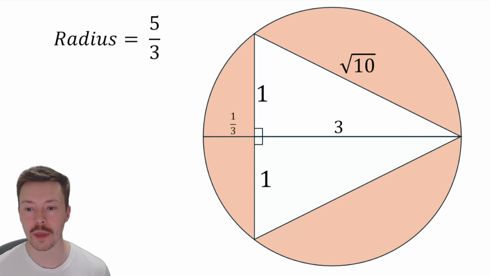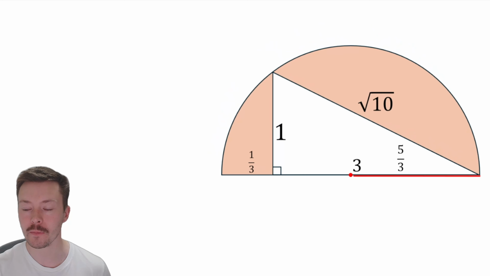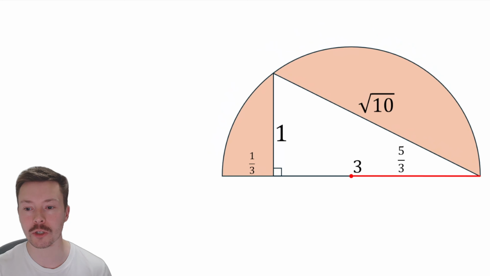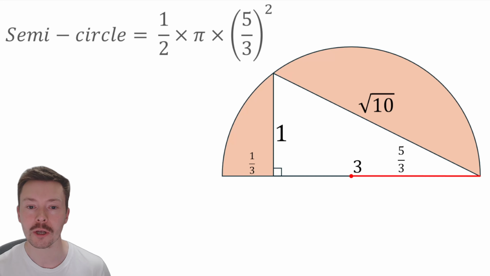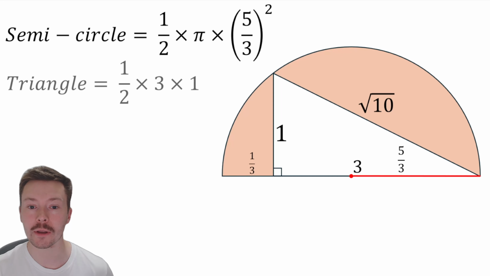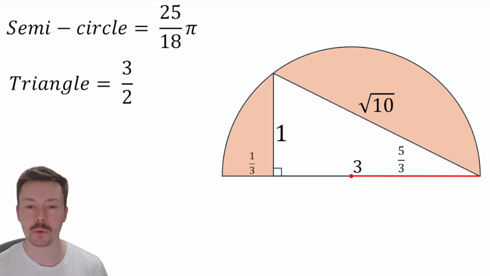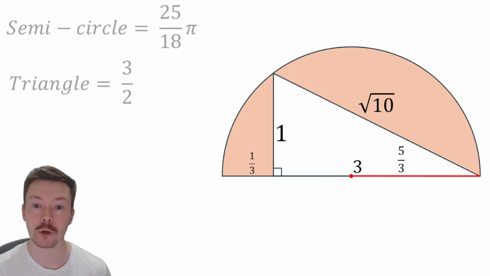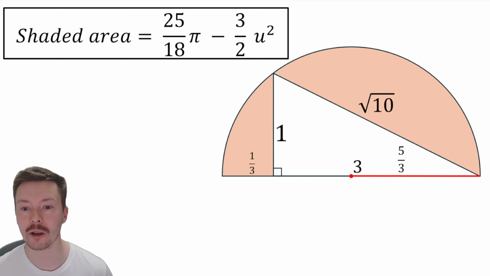Now remember, we only need to worry about the shaded area in the semicircle. So let's go back to that. There's our semicircle, our original problem. And at this point, we're just going to do the same calculations that we did for the other method. So semicircle, half times pi times 5/3 squared. Triangle is a half times 3 times 1. That gives us 25/18 pi and 3/2. Subtract them and we get our final answer again of 25/18 pi minus 3/2 units squared.